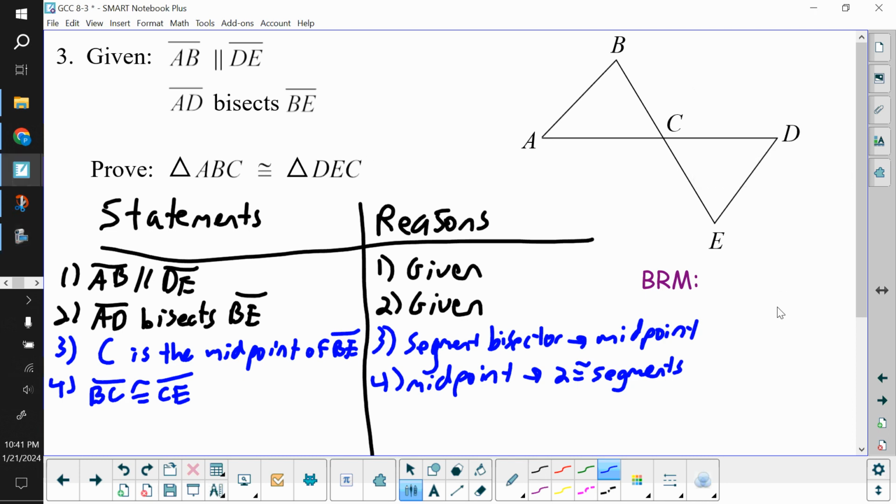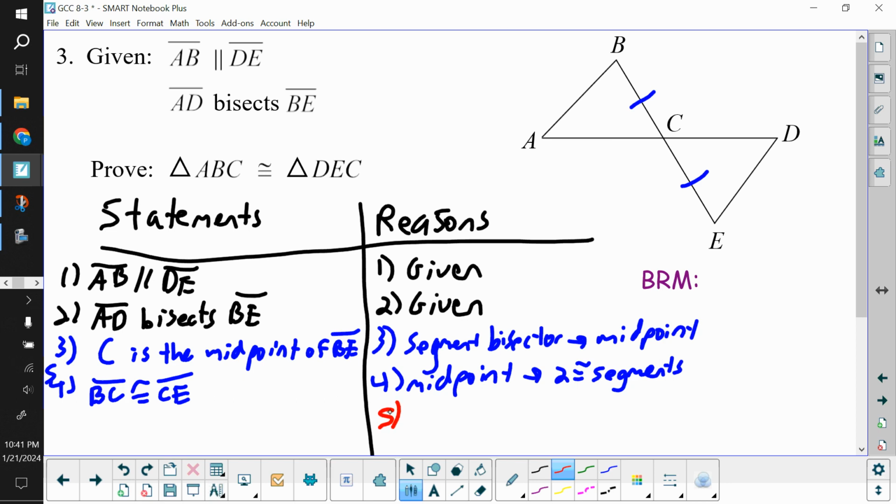All right, so we should have segment bisector implies midpoint because BE is what comes after the word bisects. We'll have C as the midpoint of BE. Then midpoint implies 2 congruent segments, so BC congruent to CE. We said it's congruent in our proof, so let's mark it up in our picture, and that gives us a side. Well, next we have our parallel lines.